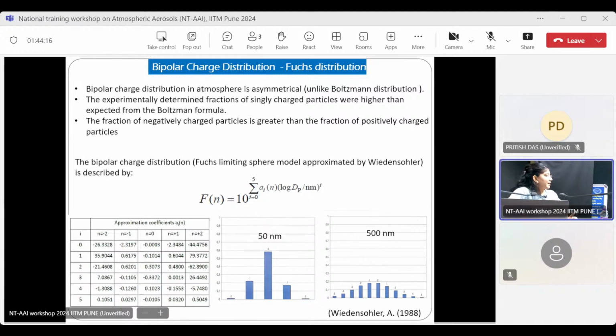On the lower right side, one is for 50 nanometer. If you do the calculation and plot it, the distribution will look like this. If your 50 nanometer particles have a bipolar distribution, the distribution will be this, so you will know the distribution from this equation. In this graph, the negative side particles have a little higher fraction compared to the positive charge. Similarly for 500 nanometer. So this completes our diffusion charging bipolar distribution.